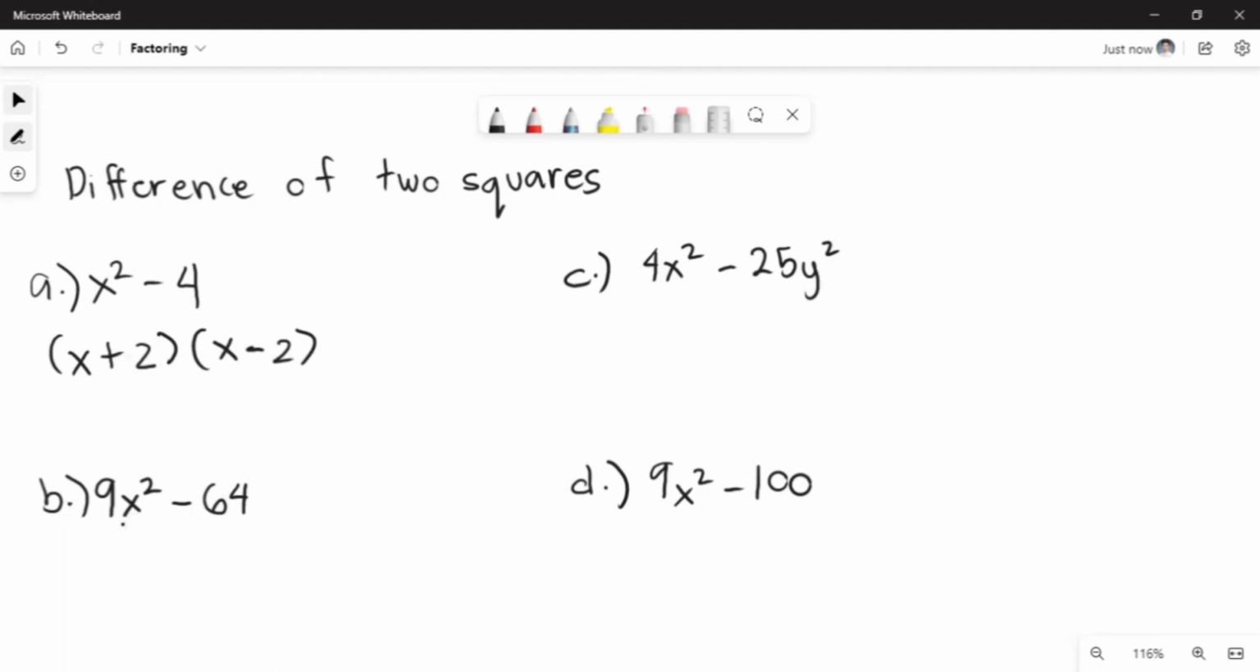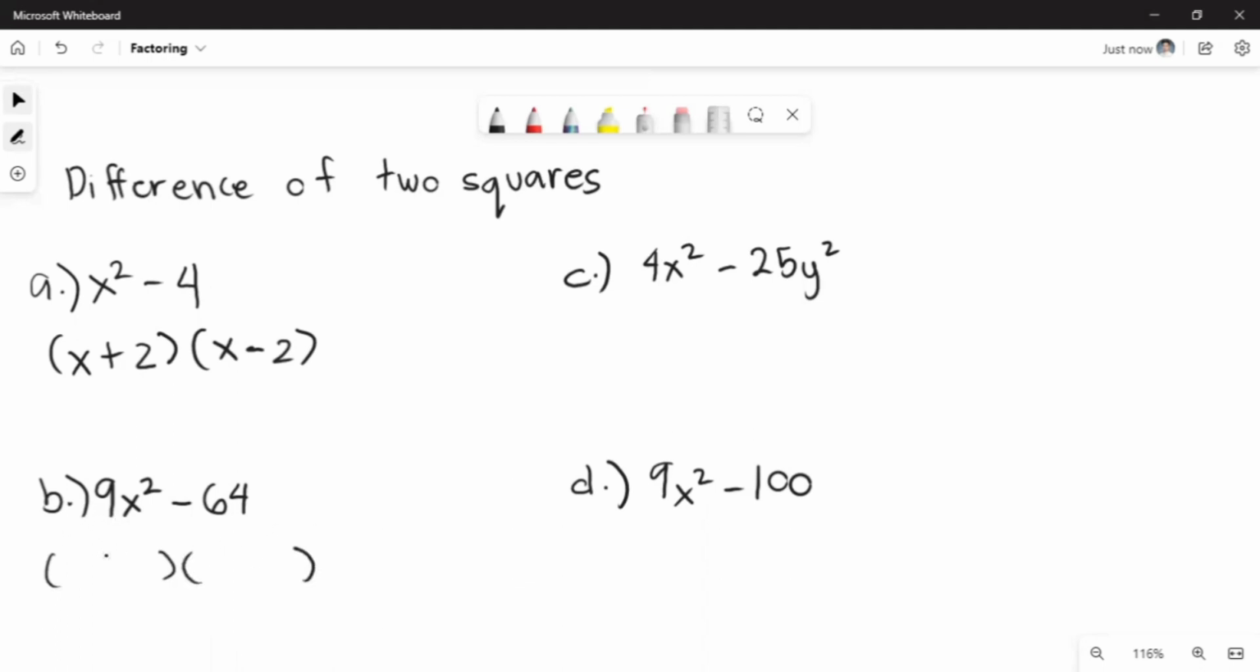Now let's have letter B. We know that 9x squared is a perfect square, that is 3x times 3x. And 64 is a perfect square, that is 8 times 8. Those two are perfect squares, and they have different signs. Therefore, it is a difference of two squares.